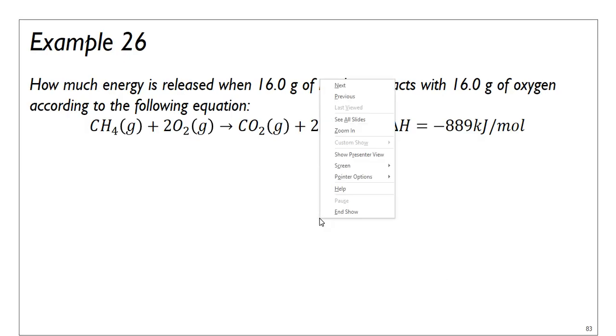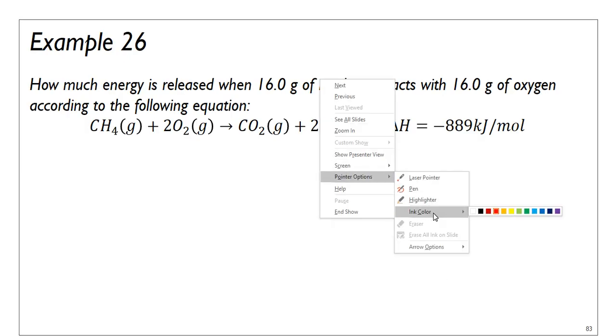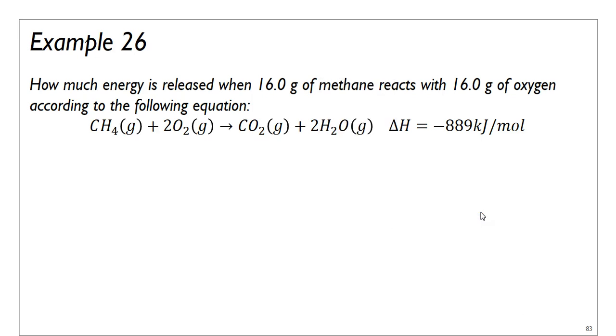Lastly, we have question 26. Now with this question, how much energy is released when 16 grams of methane reacts with 16 grams of oxygen? So once again, the question is asking for E released, but instead of giving you one reactant, you are actually given both. So to know which number of mole to use, you need to determine which is limiting and which is in excess. So we need to find the limiting reagent.